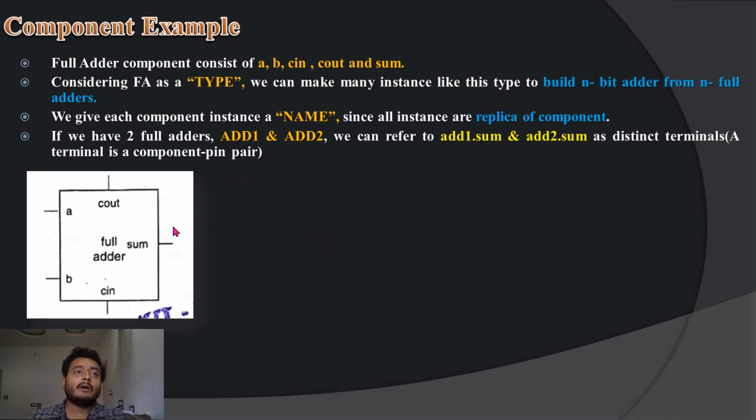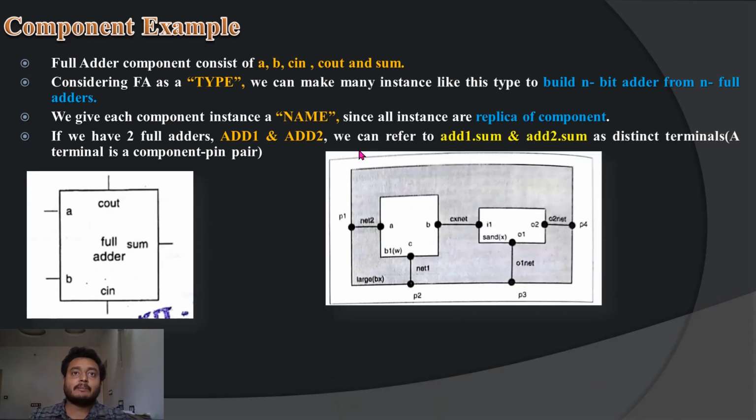Now I can easily say that the sum pin of the first adder I can name as add1.sum. That means this particular thing represents this particular pin or net. At the same time we have another full adder here, the replica, whose name is add2. I have given the name add2 for that particular instance, and the sum of that one is addressed by add2.sum. So we can distinguish the sum terminals of both the blocks.